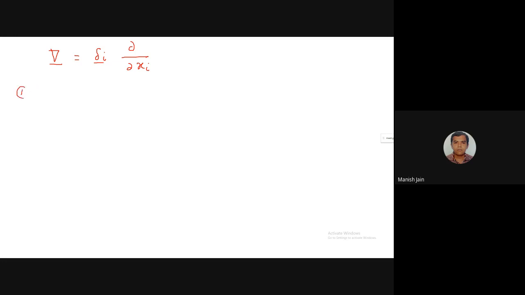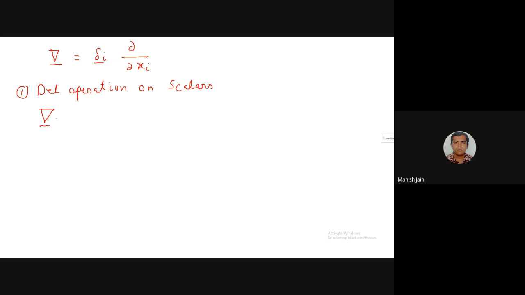So first is the del operation on a scalar. This is a mathematical part which we will use during the application. This is not the actual subject. The syllabus will start in the next week, or after 15 or 20 August. This is the mathematical part which you should know before starting the actual course.